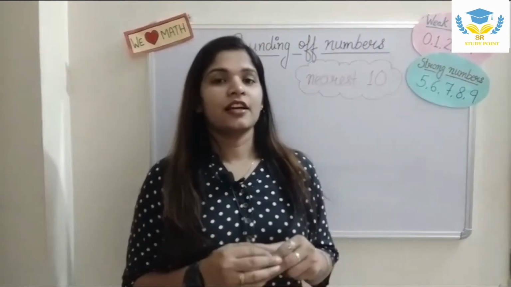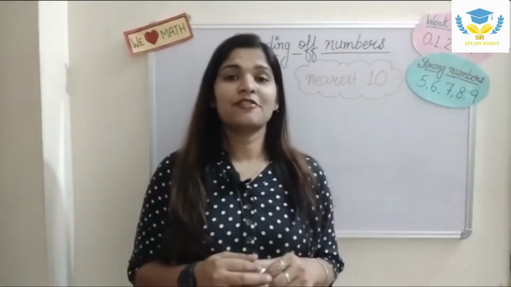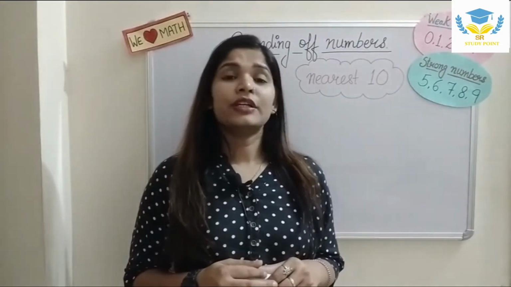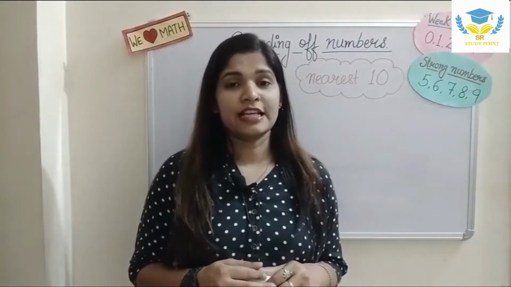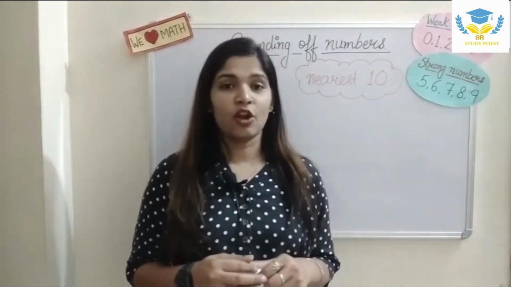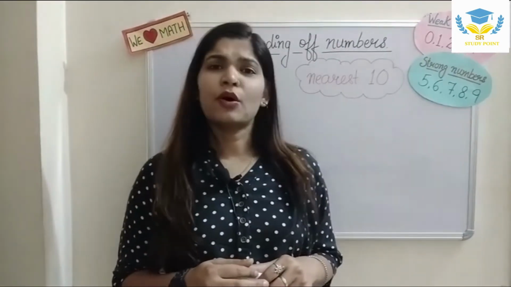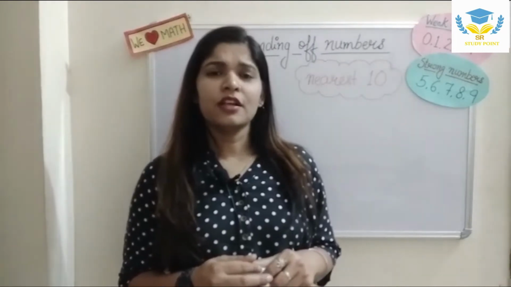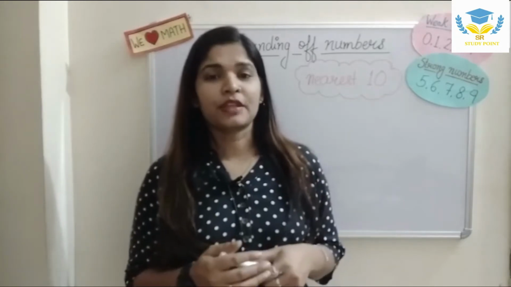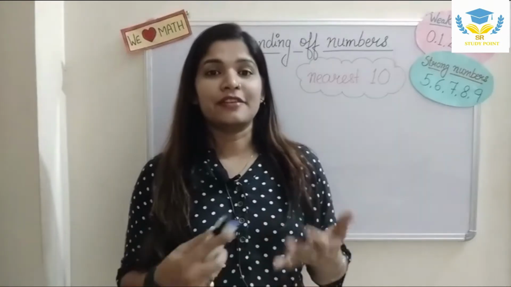Tina says that her home is 12 kilometers far away from the school, and she says it is about 10 kilometers far away. Same as Rohit's house is 17 kilometers far from the school, and he said my house is about 20 kilometers far away from the school. So what is this? In what terms are they talking? Yes, they are rounding the numbers to the nearest place.